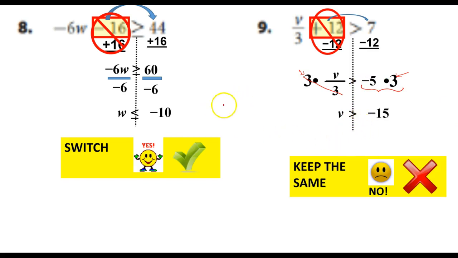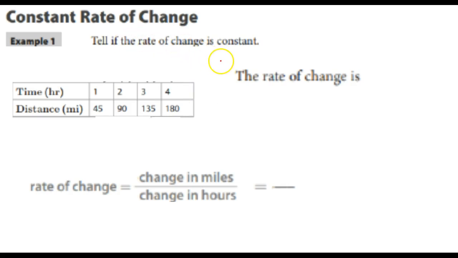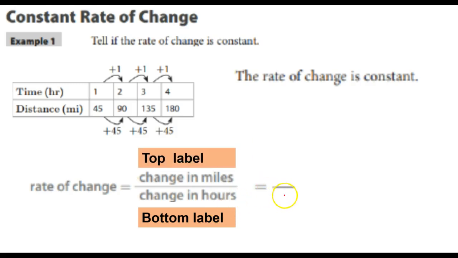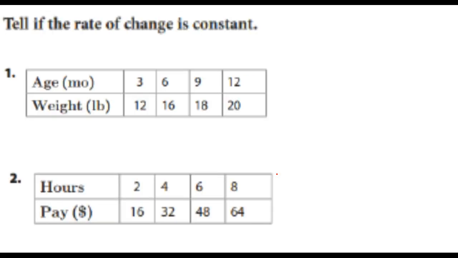All right, the last Are You Ready is going over constant rate of change. That's something we're going to go over in this credit. So we're going to see if each rate of change is constant. First thing we're going to do to determine that is, this is a problem already done for you, but notice how they keep adding 1 each time to the top row, and they keep adding 45 to this row. So the rate of change is constant. The bottom label, which is number of hours, top label is the miles. So that'd be 45 over 1, which is our rate of change.